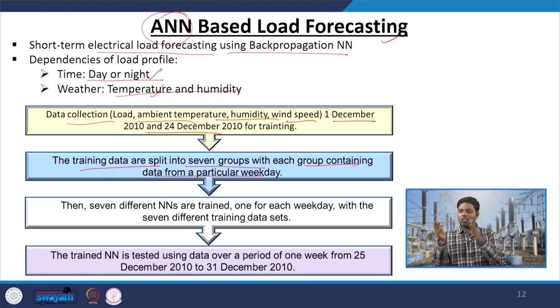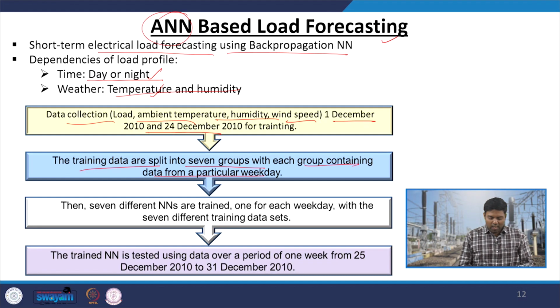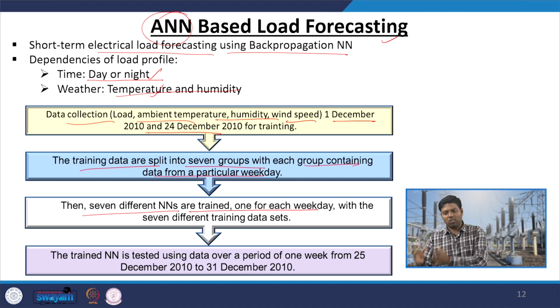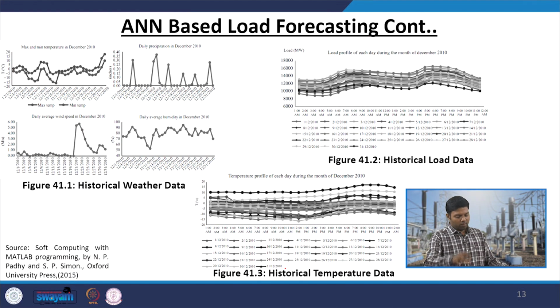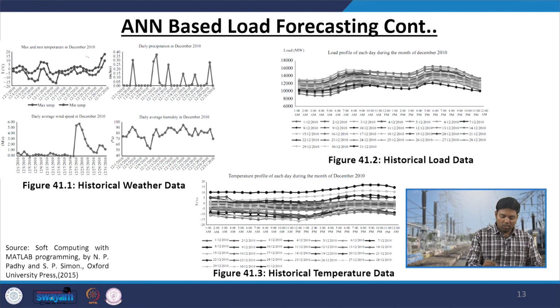Like 7 days, Monday to Sunday, you have different data and you just segregate or sort them like this. Then 7 different neural networks are trained, one for each day. For Monday you have one neural network, for Tuesday you have another, for Wednesday you have another, with 7 different training data sets. The trained neural network is tested using data over a period of 1 week from 25th December to 31st December 2010. So, this is your input data, historical weather data: temperature, precipitation, wind speed and humidity.